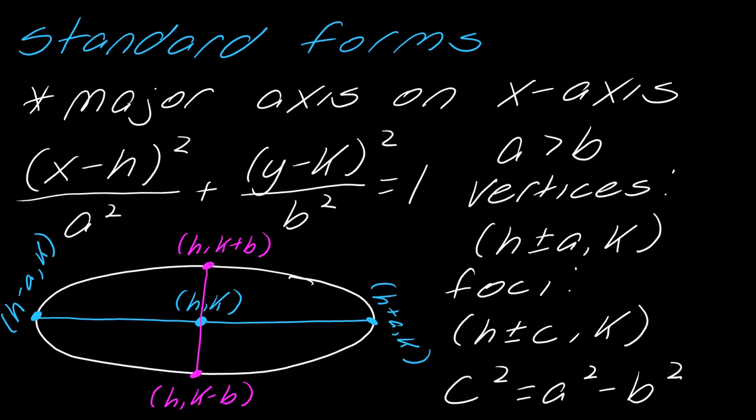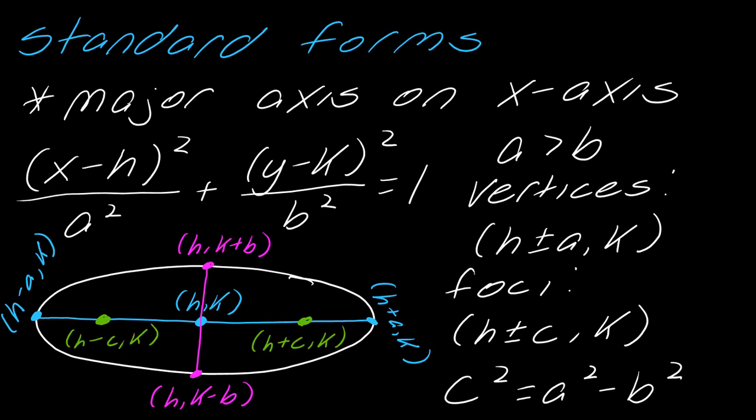The last thing that you want to know about this is this concept of the foci. The foci always run along your major axis. So whichever way your ellipse runs, the foci lie on the longer side. The foci are found by h plus or minus c, where c is calculated this way: c squared equals a squared minus b squared.